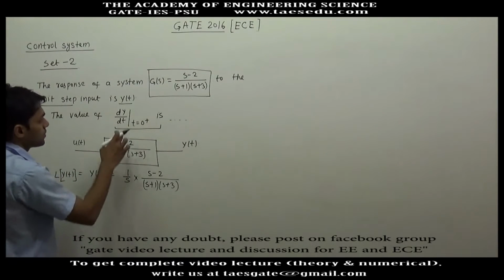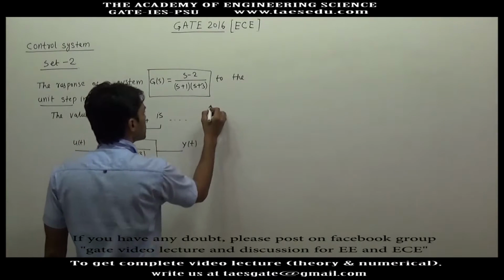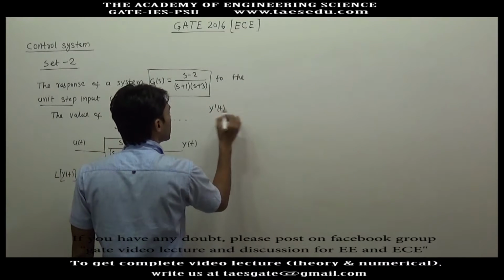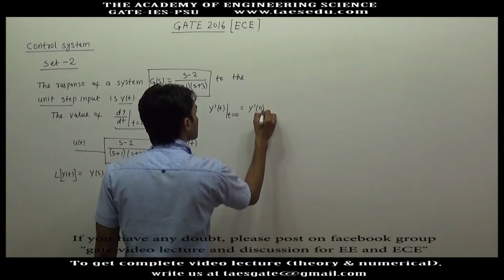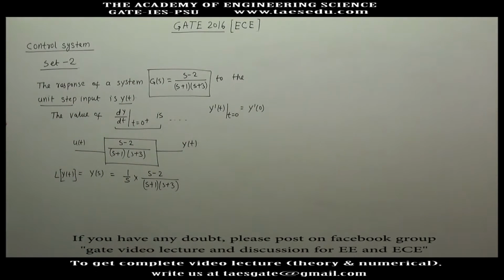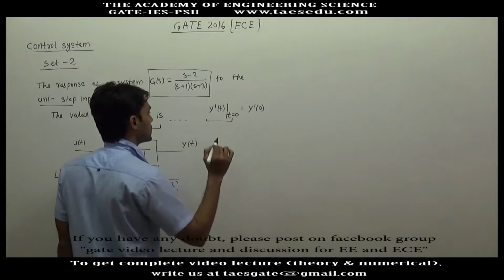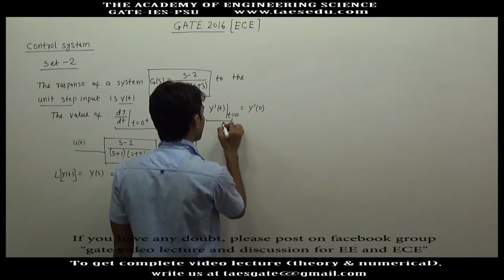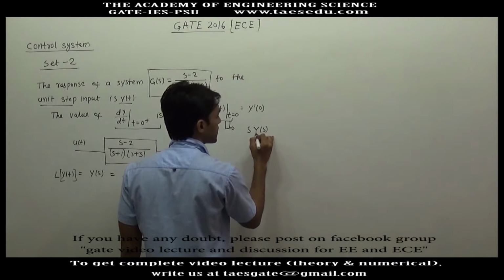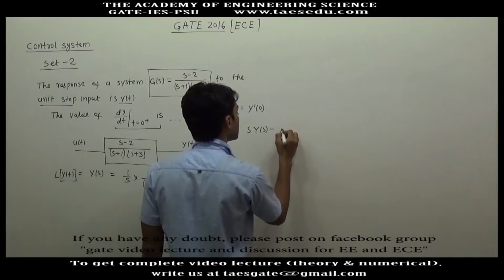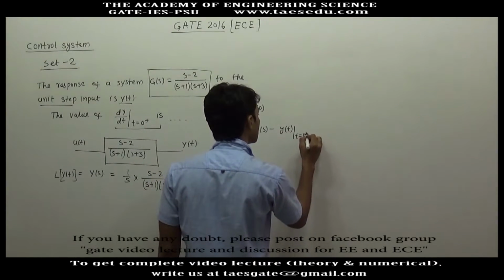Now to find the value of dy/dt at t equal to 0 plus, we need y dash t, and we have to find y dash t at t equal to 0, or simply y dash 0. To apply the initial value theorem, we will first find the Laplace of y dash t. The Laplace of y dash t will be s Y(s), where Y(s) is the Laplace of y(t), minus the value of y(t) at t equal to 0 plus.